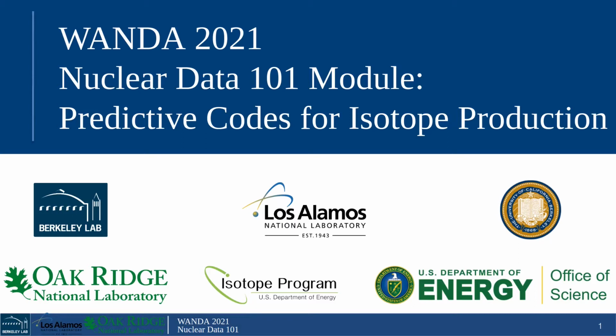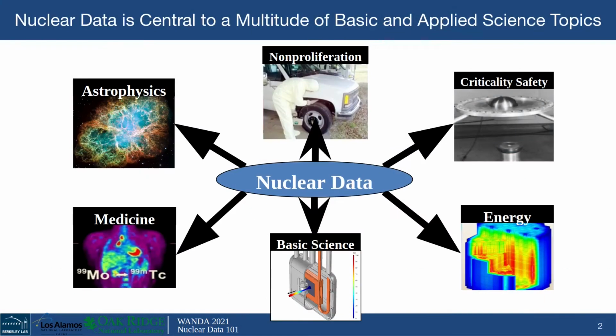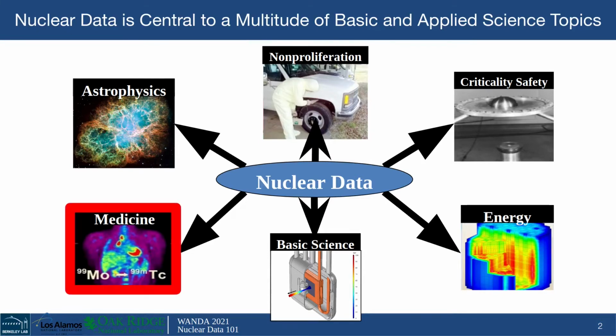So a little bit of background here. As we've heard quite a bit this week, nuclear data is central to a multitude of basic and applied science topics. These range all the way from more basic science applications, such as astrophysics, or the design of different accelerator components, to applied topics such as nuclear energy, criticality safety, non-proliferation. One area that sits on the boundary of these two is the area of isotope production.